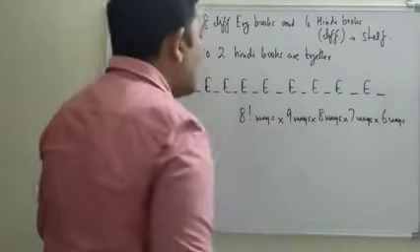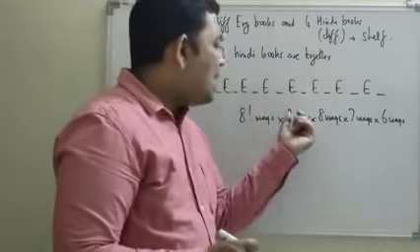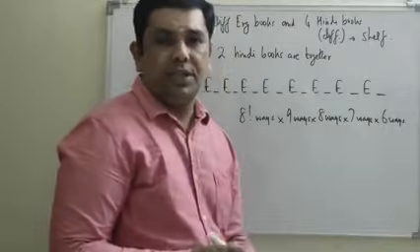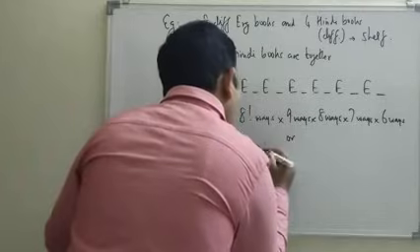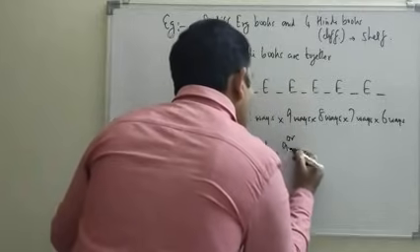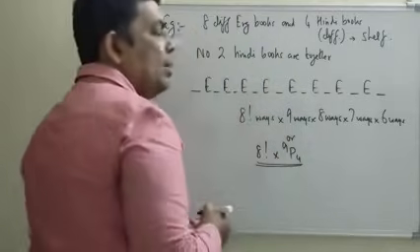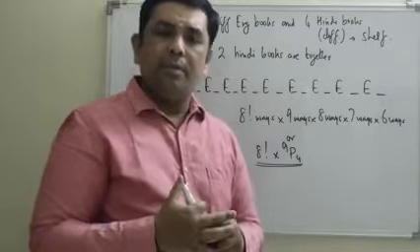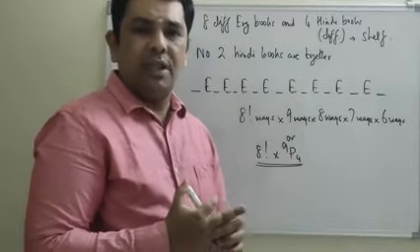So what is my final answer? 8 factorial multiplied by 9 into 8 into 7 into 6. Can I present this answer in some other way? Absolutely. I can write it as 8 factorial into 9P4. Because 9P4 is 9 into 8 into 7 into 6.